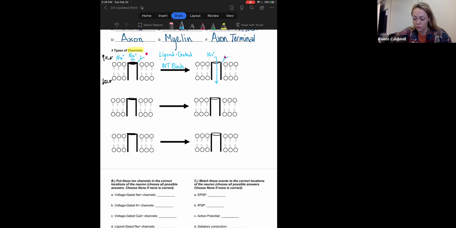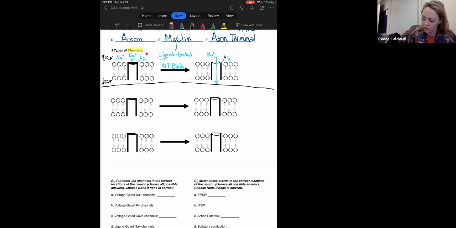A ligand is a receptor, and we have these ligand receptors on the cell membrane. We'll release some type of neurotransmitter from an axon terminal that will bind to that ligand, and it will cause that channel to open. Once that channel is open, our ions can move through. All right, cool. So that was our first type of channel. Now we're going to move on to our next channel.